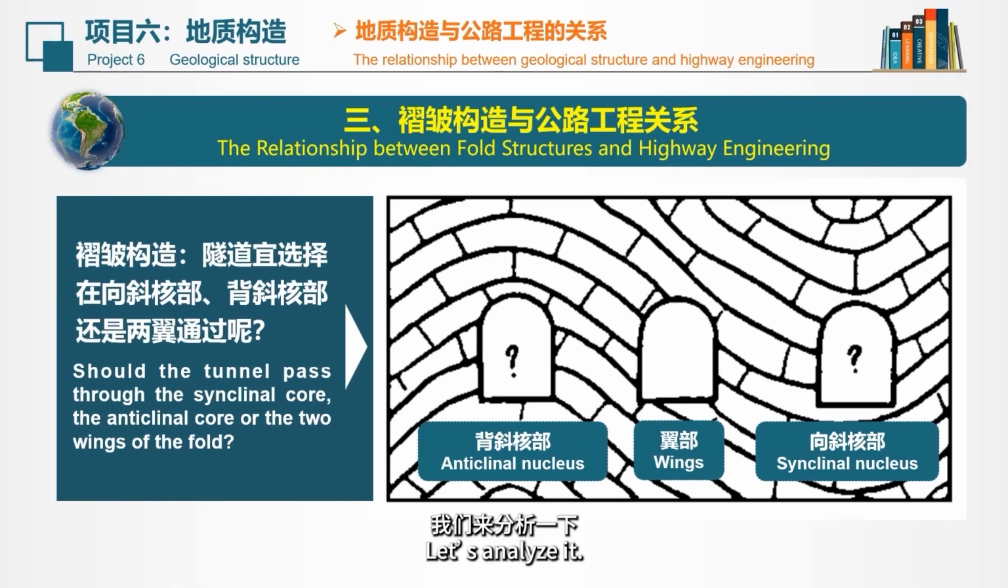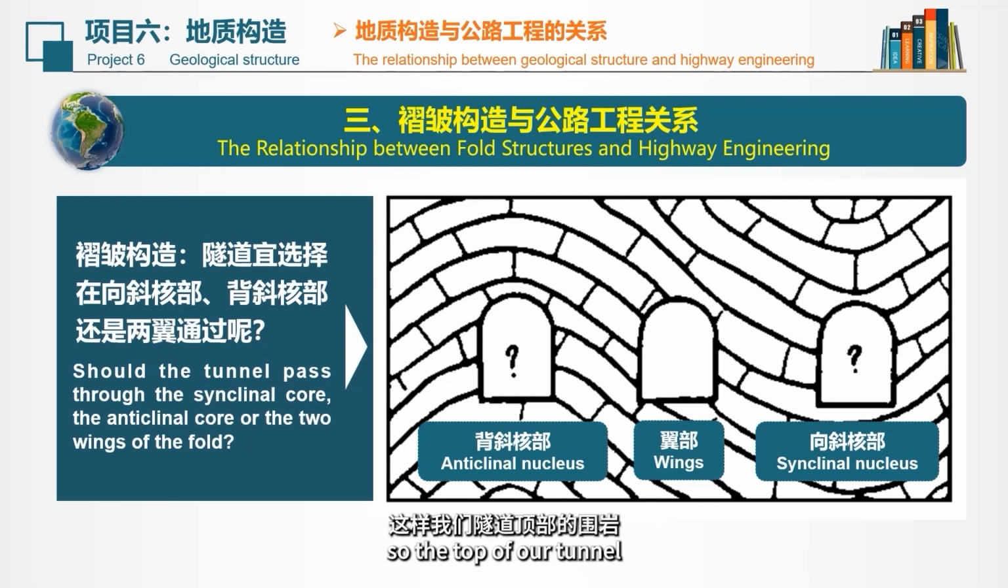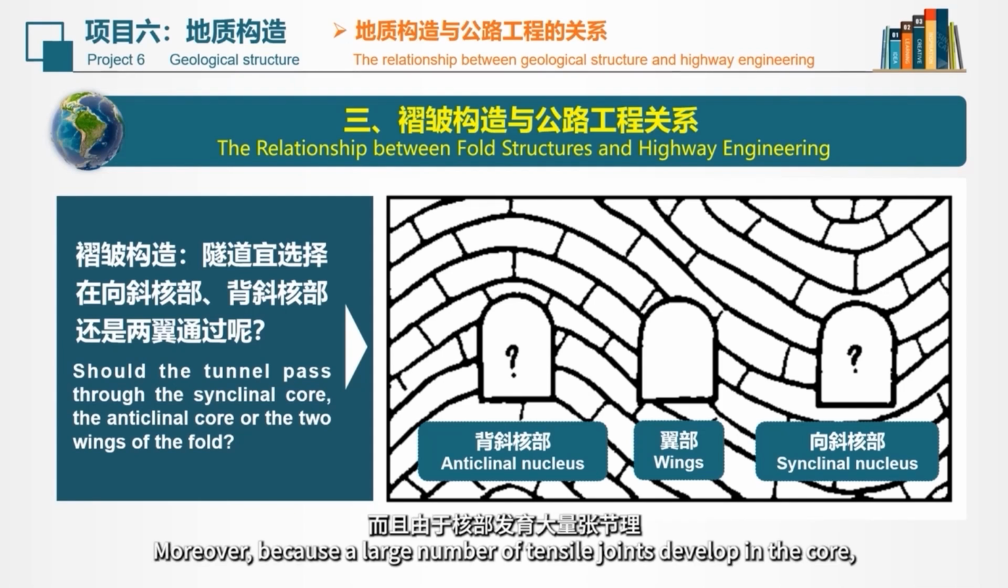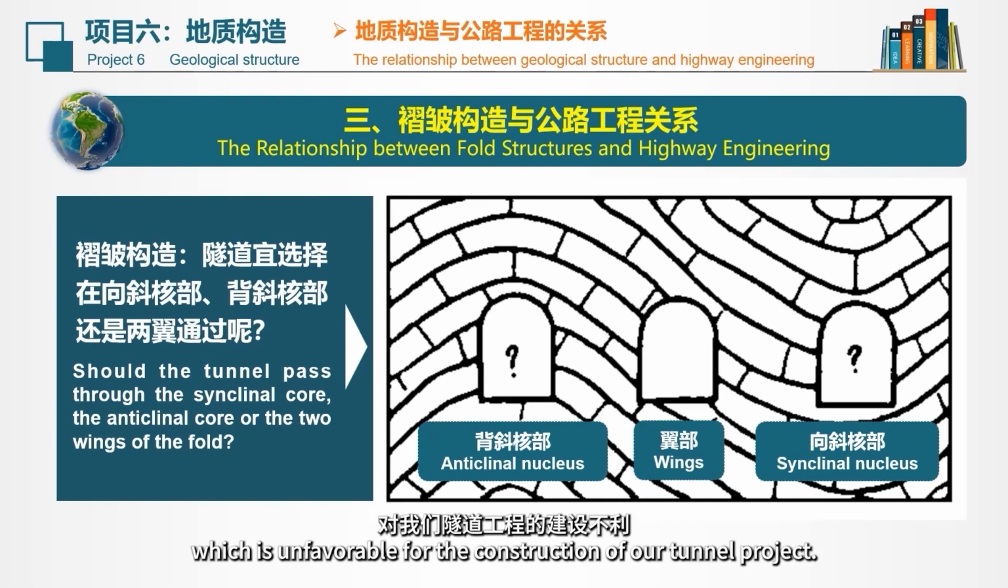Let's analyze it. When our tunnel is placed in the core of the anticline, the core of our anticline develops a large number of tensile joints, so the top of our tunnel could possibly collapse. Moreover, because a large number of tensile joints develop in the core, groundwater tends to gather at the position of the core, which is unfavorable for the construction of our tunnel project.